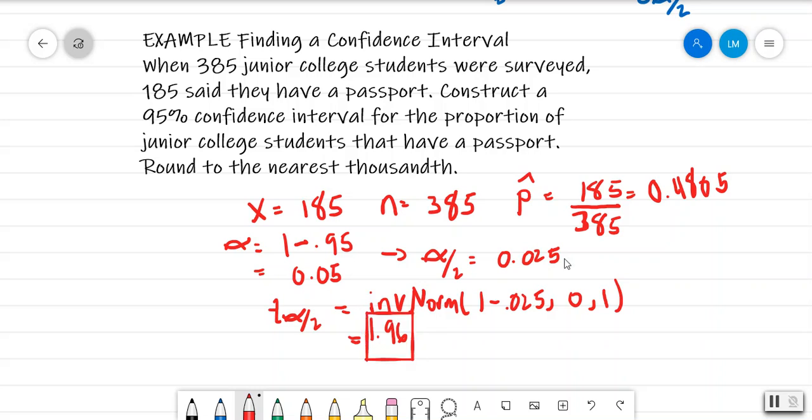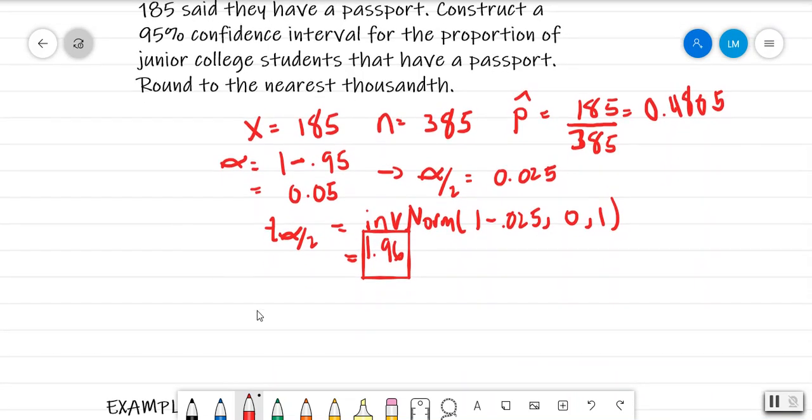Okay, so furthermore, we can actually find our standard deviation. So the standard deviation, okay, so we'll just do it like this. Standard deviation is, so we have 0.4805 multiplied by 1 minus 0.4805, and then we're going to take the square root over, let's see, that's 385.